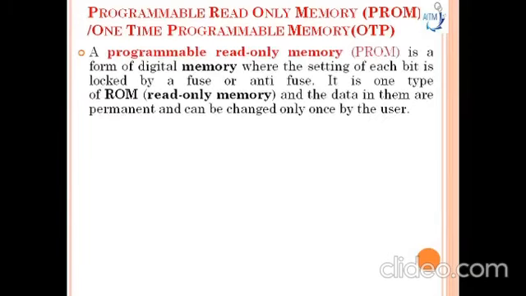A programmable read-only memory, a PROM, is a form of digital memory where the setting of each bit is locked by a fuse or anti-fuse here. It is one type of ROM, read-only memory, and the data in them are permanent and can be changed only once by the user. So this is one type of ROM that can be modified only once by the user.